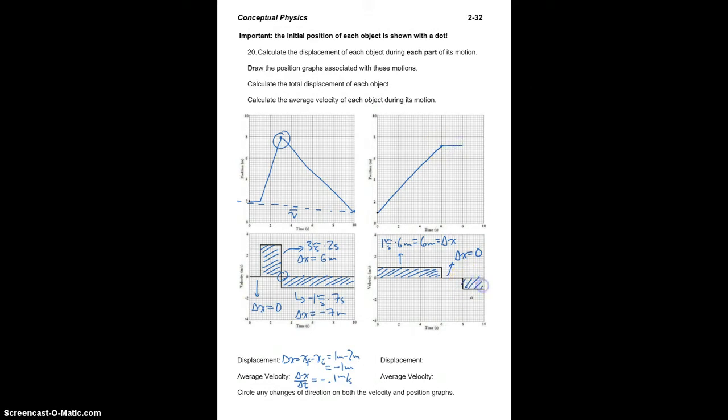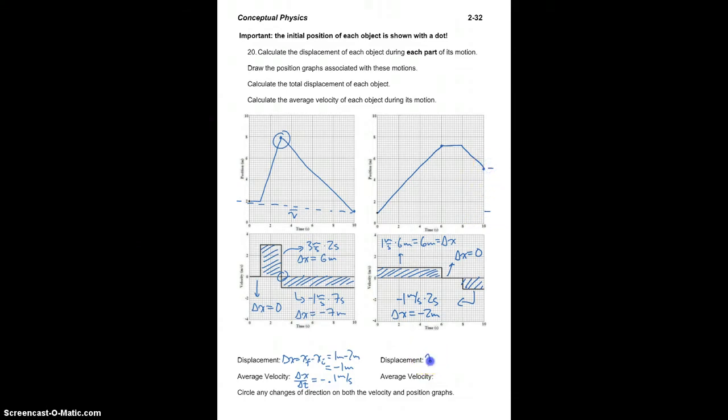And in the final section, the height of that rectangle is -1 meters per second. That's the velocity times 2 seconds. So the delta x equals -2 meters. I started at 7, which means I will end at 5. So the total displacement, I go from 1 to 5 meters at the end.